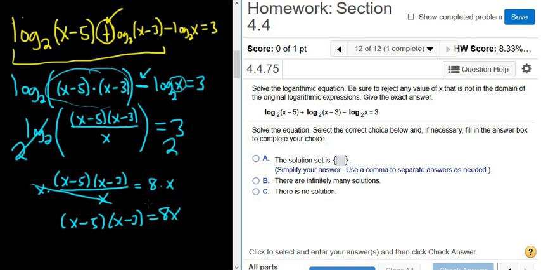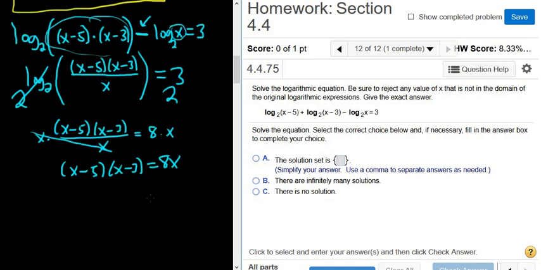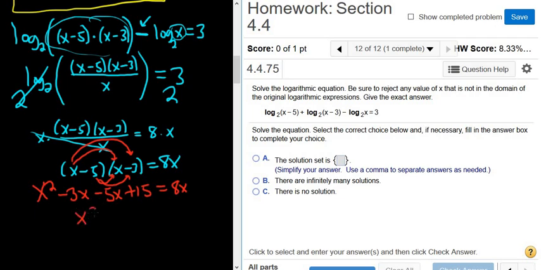This is the part where we have to actually distribute, so let's carefully do that. x times x is x squared. And then x times negative 3 is negative 3x. Negative 5 times x is negative 5x. And negative 5 times negative 3 is positive 15. All of this is equal to 8x. I guess we can combine like terms. This is x squared minus 8x plus 15 equals 8x.